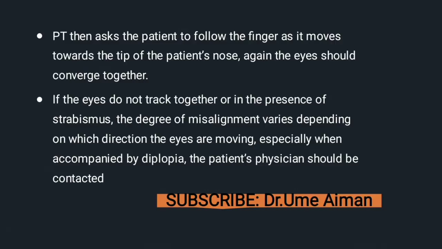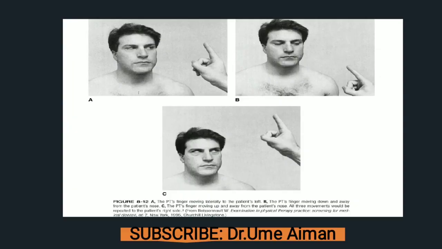If the eyes do not track together, or in the presence of strabismus, the degree of misalignment varies depending on which direction the eyes are moving, especially when accompanied by diplopia. The patient's physician should be contacted. This is how you can test for visual field.